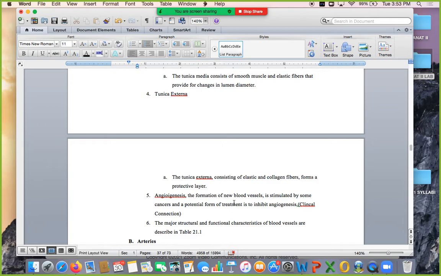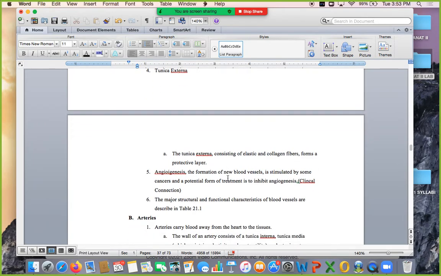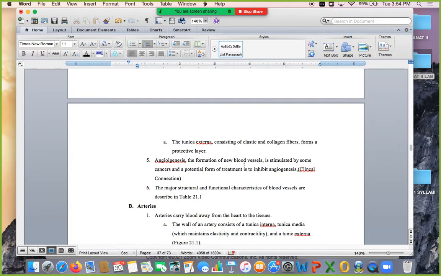The creation of new blood vessels is called angiogenesis. Cancers are able to do this. And so sometimes we will treat people who have cancer with drugs that inhibit angiogenesis, or angiogenic inhibitors.